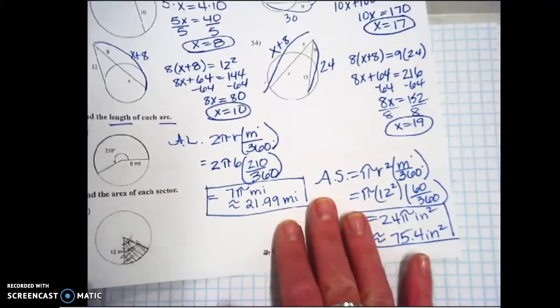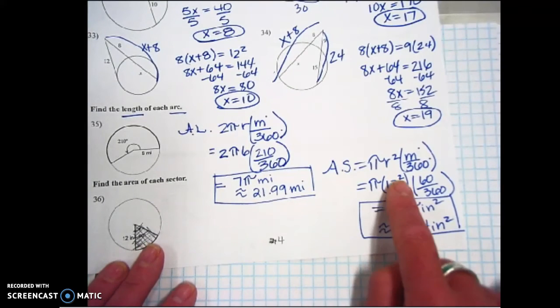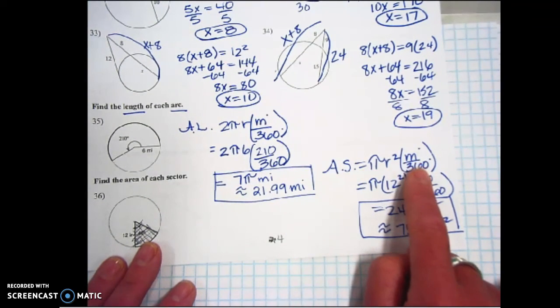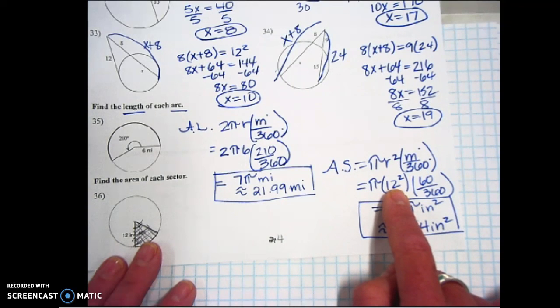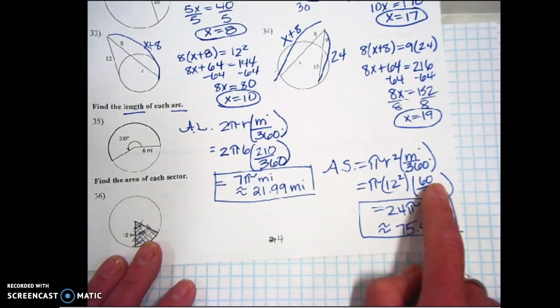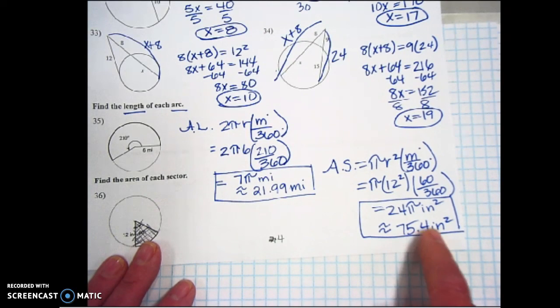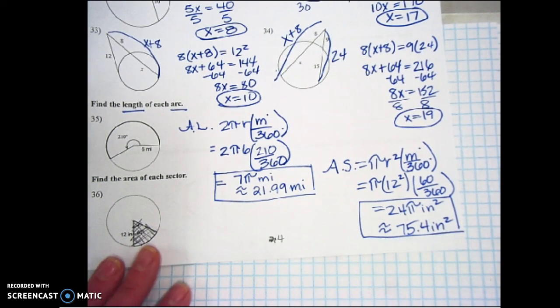Number 36, they want you to find the area of the sector. So I copied down the formula, which is pi r squared, angle measure over 360. The radius was 12, the angle measure is 60. Typed everything into the calculator but the pi button and got 24. Then took the 24 and multiplied it by the pi button and got 75.4. And the units are inches squared.